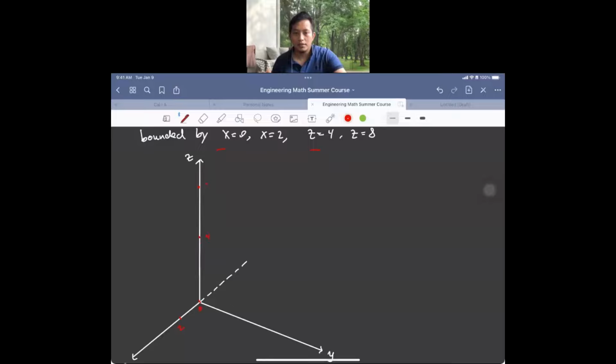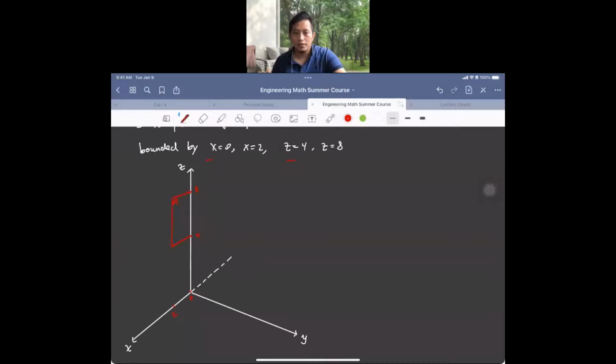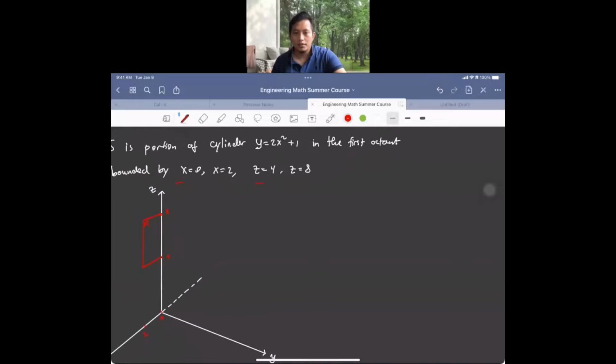This is 0, this is 2, this is 4, this is 8. So we are having this region here. This is our R. Now the S itself, the surface itself, it's going to be y equal 2x squared plus 1.